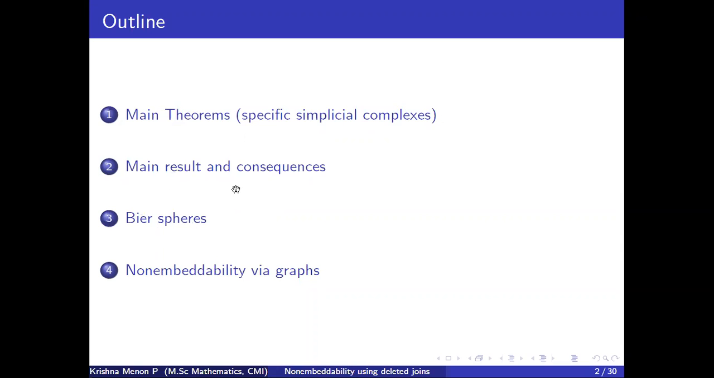Then we'll go back and use this main result for using deleted joins to get a non-embeddability result by associating graphs to simple shell complexes. Okay, so let's start.